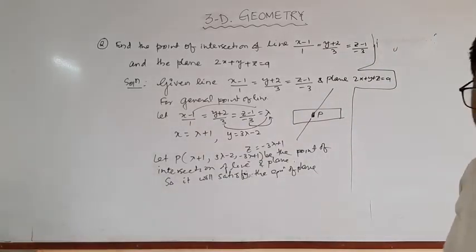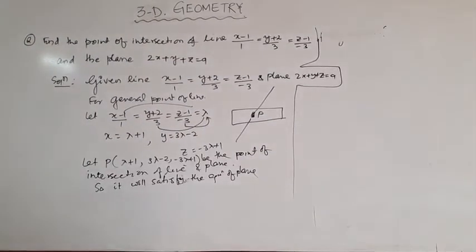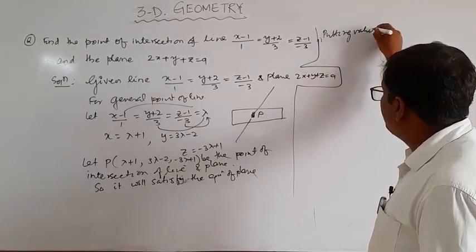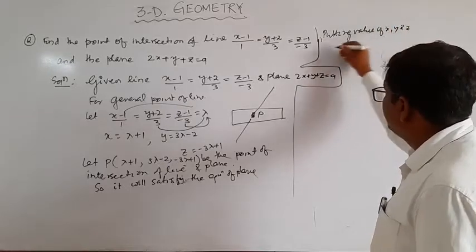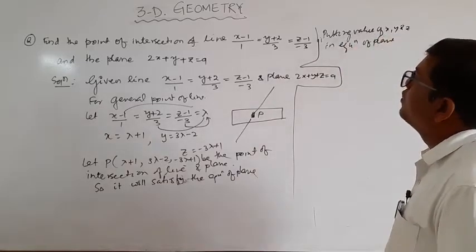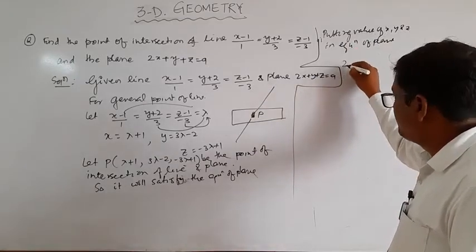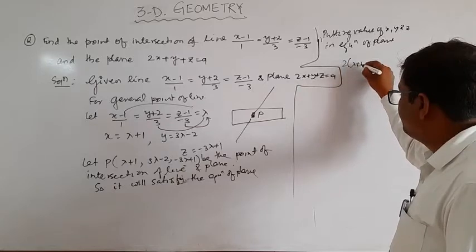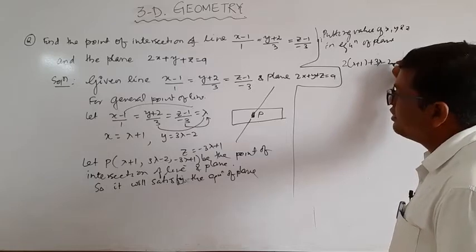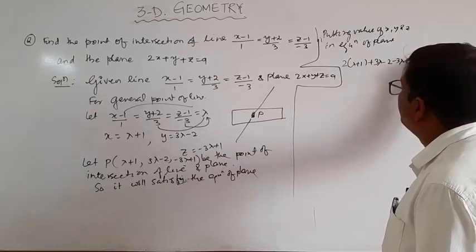Putting the value of x, y, z in the equation of plane. The equation of plane is 2x plus y plus z equals 9. So 2 into x means lambda plus 1, y means 3 lambda minus 2, and z means minus 3 lambda plus 1, is equal to 9.